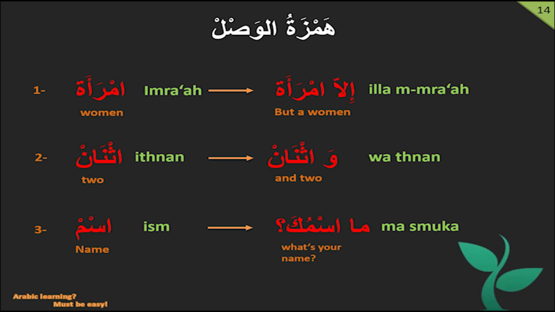The last example is ism. Ism means name, with the addition of ma. Ma means what, are together pronounced masmuk or masmuka. So in this example we started immediately with the second letter, sin. The letter kaf at the end of ism, so ismuk or ismuka means yours. So together masmuka means what's your name.